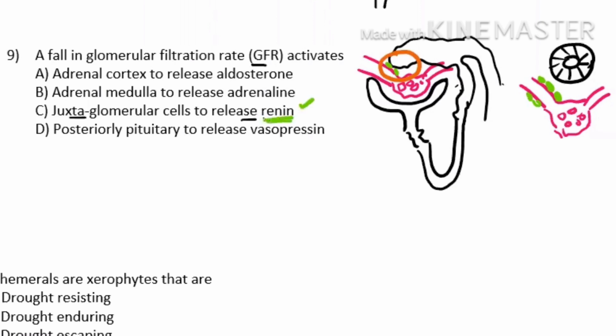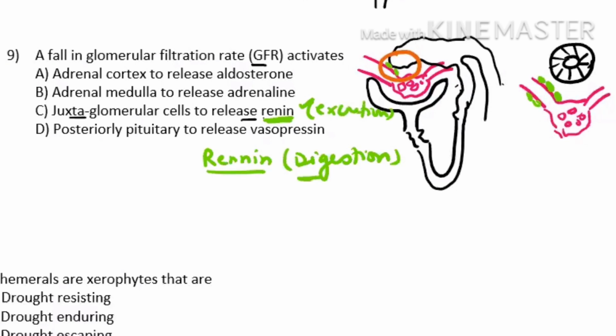Now you have to remember, one word is renin, and there is another word, rennin, used in digestion. Don't get confused with the spellings. Please remember, when a single N is coming, this is for excretion. And when a double N is coming, that is for digestion, which we use for the digestion of the milk protein known as casein. Here your answer will go to option C. Juxtaglomerular cells will release renin.